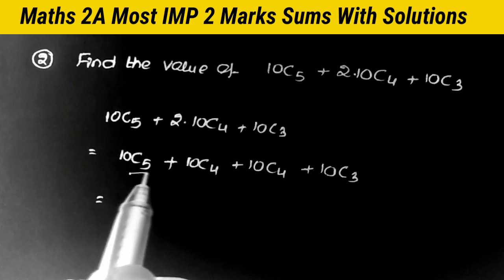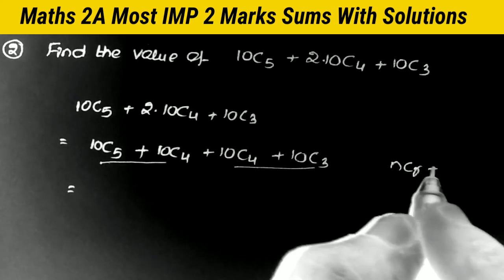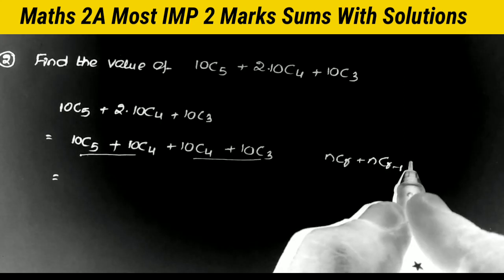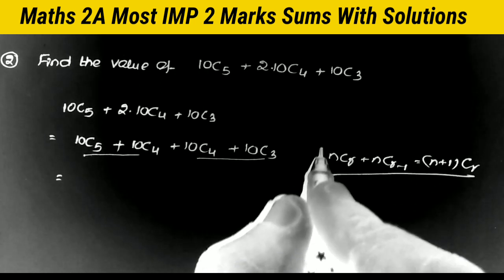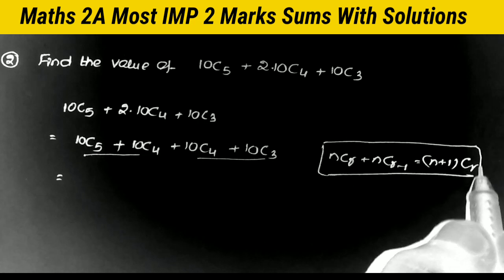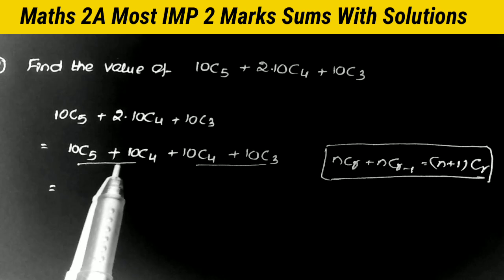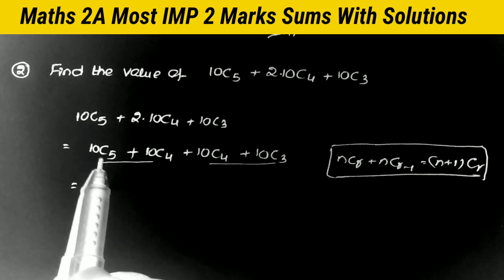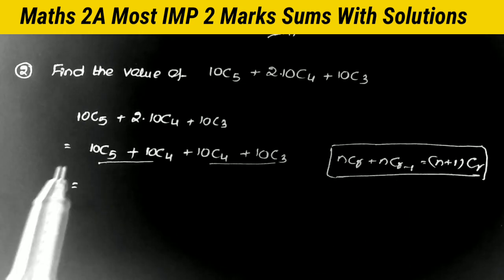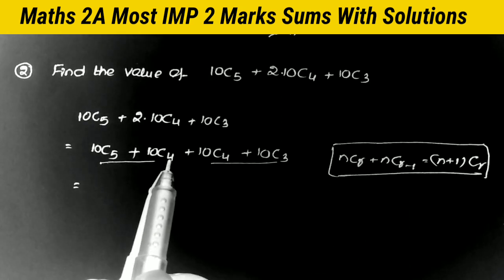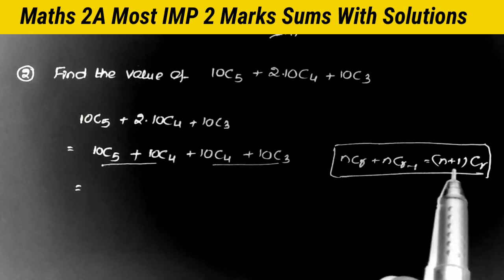To find these values, I take one formula, which is nCr plus nC(r minus 1) is equal to (n plus 1)Cr. The most important formula: nCr plus nC(r minus 1) is equal to (n plus 1)Cr. I apply that formula here to these two terms. See, this is 10C5 plus 10C4, which is clearly in the form nCr plus nC(r minus 1). What is the n value? 10. What is the r value? 5.